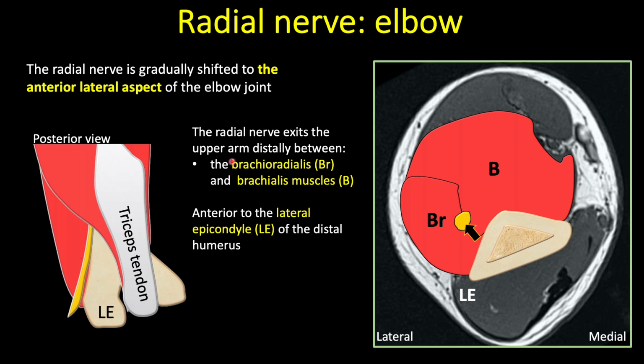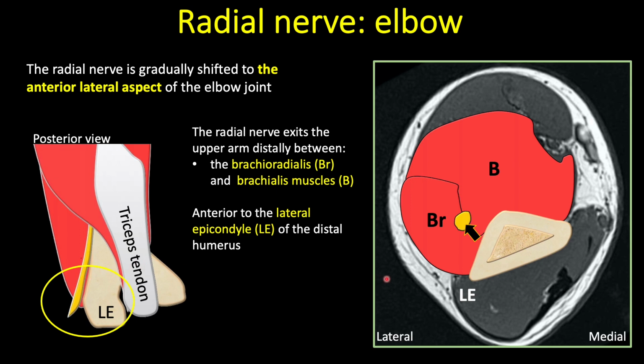In fact, we can see that in this part, in the distal upper arm, the radial nerve is gradually shifted to the anterior and lateral aspect of the elbow joint and runs anterior to the lateral epicondyle of the humerus. Here it runs just between the brachialis and the brachioradialis muscle.